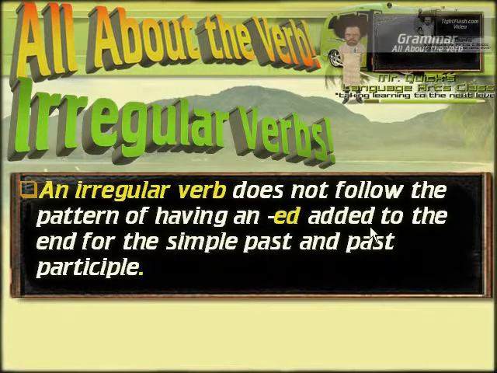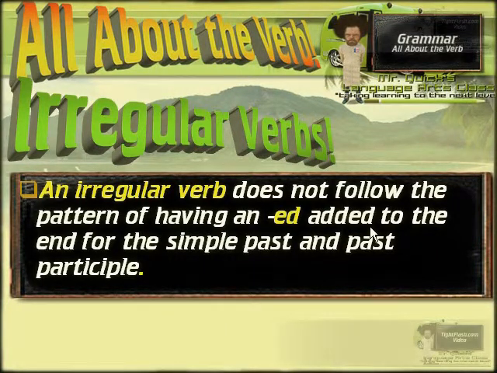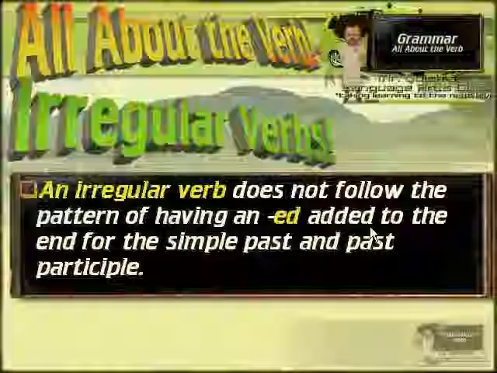Irregular verbs are those verbs that you just can't add an -ed at the end of to change their tense. These words you usually have to spell differently, sometimes completely different than the original word. And for the most part, you just have to know these words.